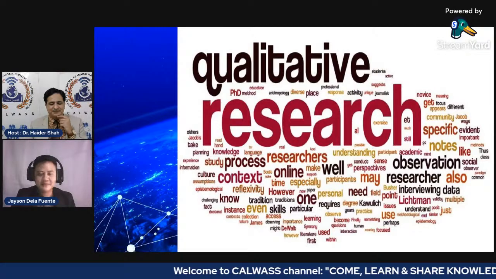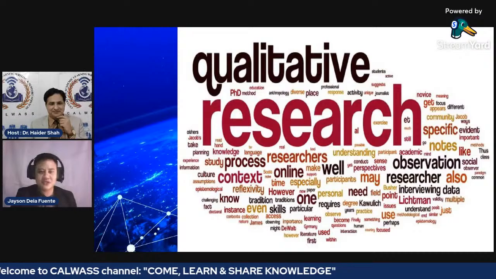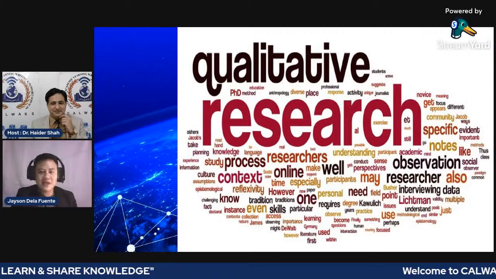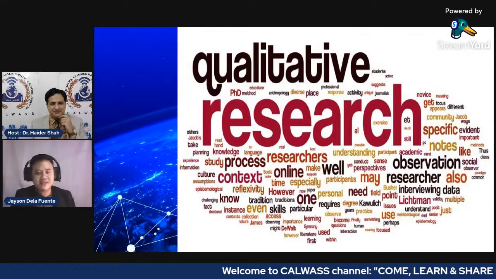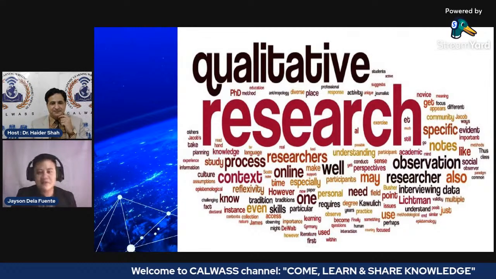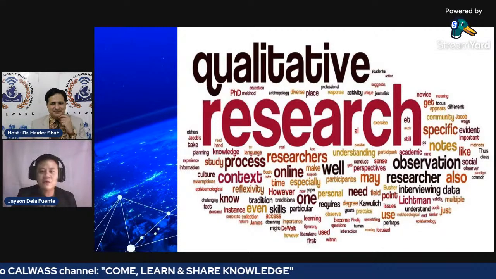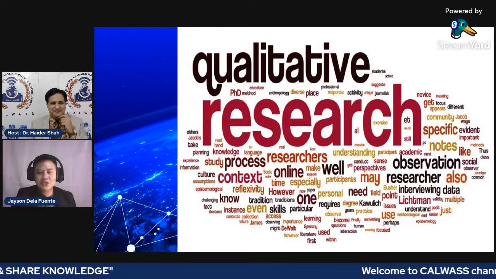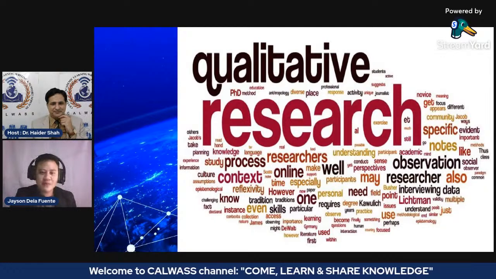Now let us move on with what is qualitative research. As you can see in the word cloud, there are actually a lot of things that we can associate with qualitative research. We can say qualitative research is an observation. We can encounter context, online, interview, process, one-on-one, researchers, interviewing data, and many more. But let me share with you how I define qualitative research.